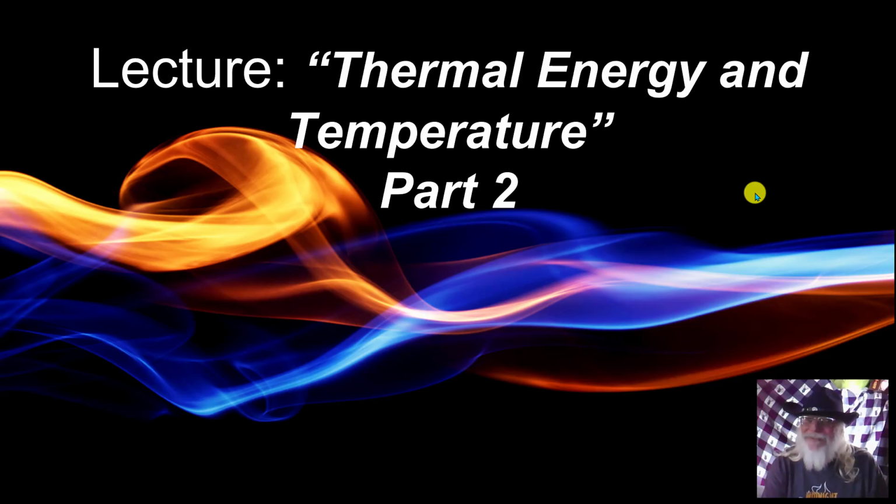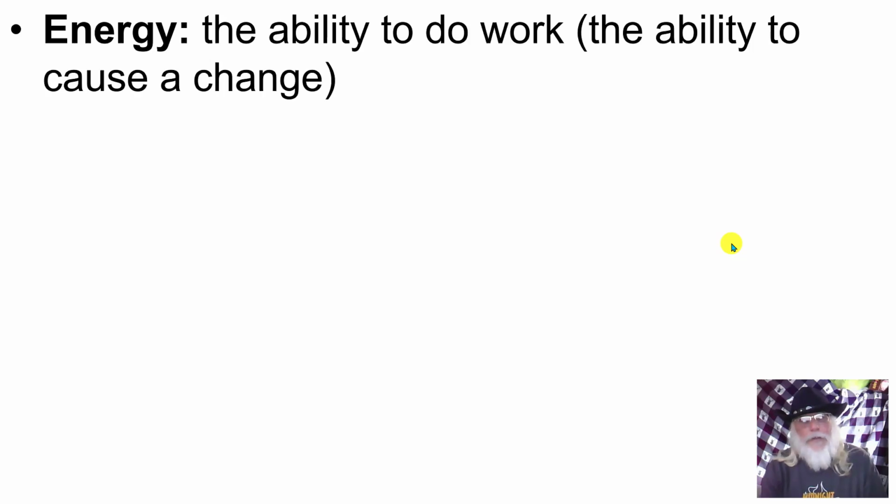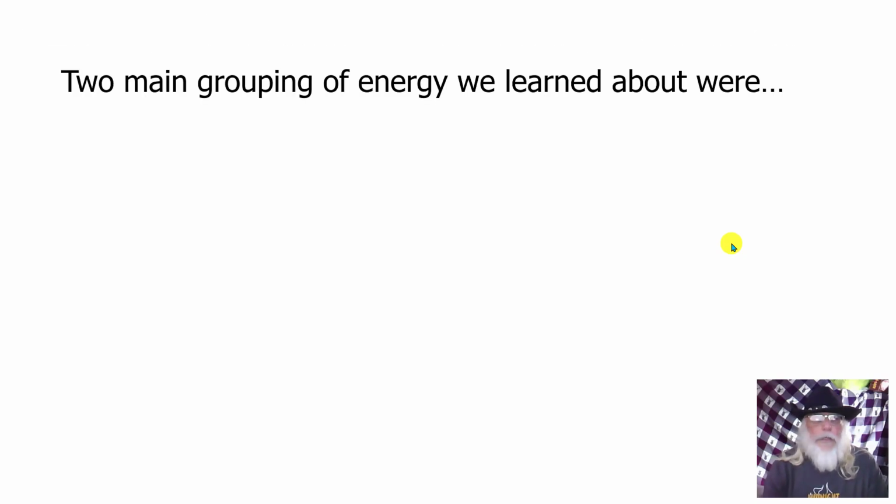Let's get started. Before we do anything, let's go ahead and review a few key terms that will be helpful for us to know. First of all, energy is defined as the ability to do work, or another way to think about it would be the ability to cause a change. Energy is the ability to cause a change. Two main groupings of energy that we learned about are, that's right, kinetic and potential energy.